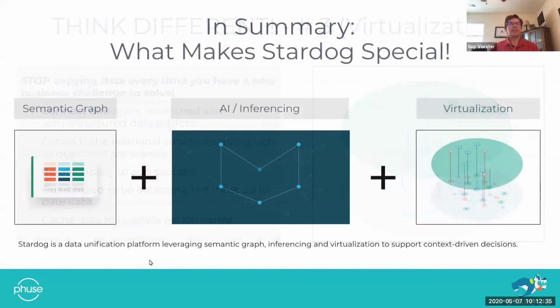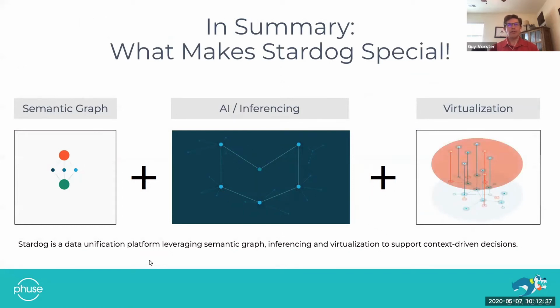So to summarize, what makes Stardog special is, if you remember only one thing about my piece of this presentation, Stardog is way more than just a graph database. What we do is combine the concept of semantic graph, which is about meaning, inferring meaning into your data, with AI and inferencing to be able to enhance the network effect within your data, and virtualization, whereby you don't have to physically load a single record into this environment to make it work.